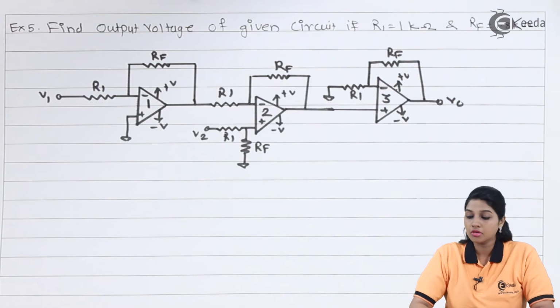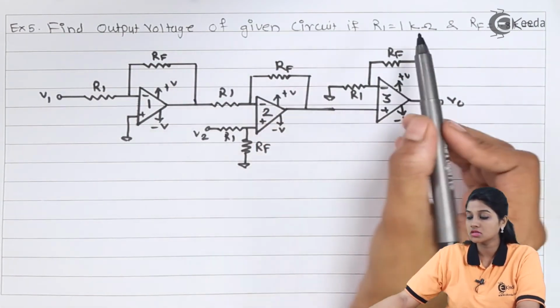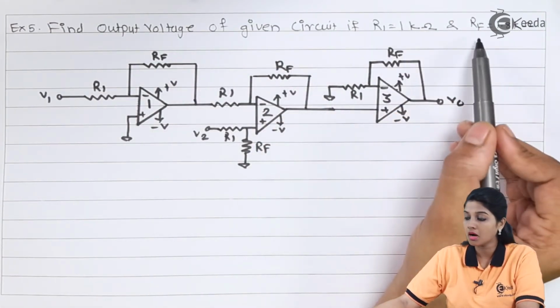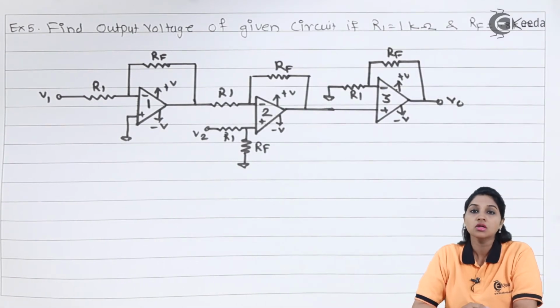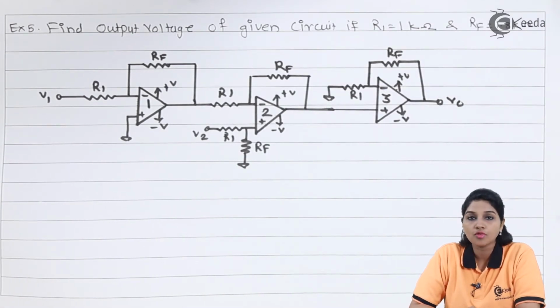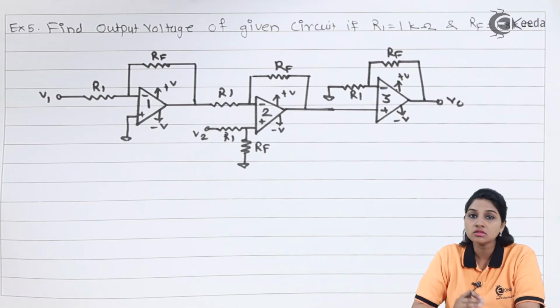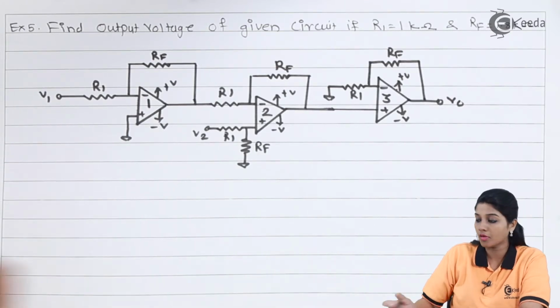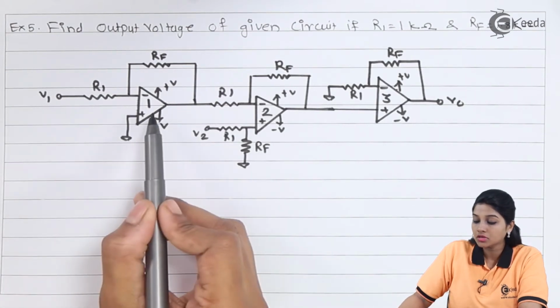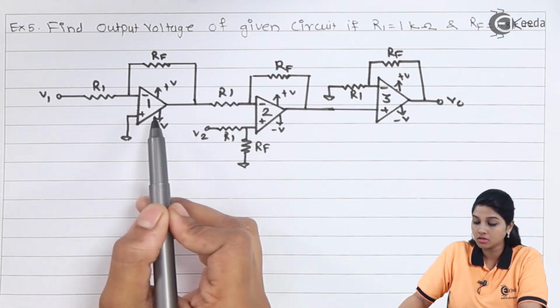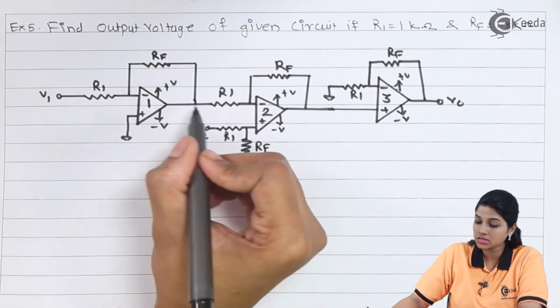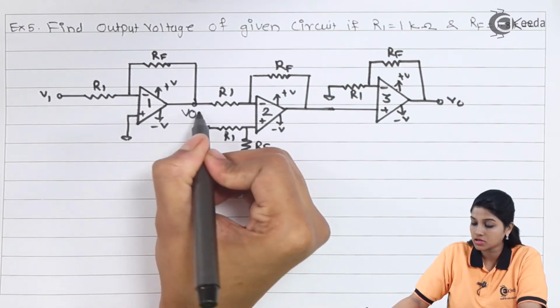The statement of problem is find the output voltage of given circuit if R1 is equals to 1 kilo ohm, RF is equals to 1.8 kilo ohm. The problem is somehow similar to the previous problem, but only thing is the value of RF and R1 is changed. So let's see the circuit diagram which is given in the problem. V1 is applied to the inverting terminal of the op-amp. Therefore, we can say, let's write down here as VO1.